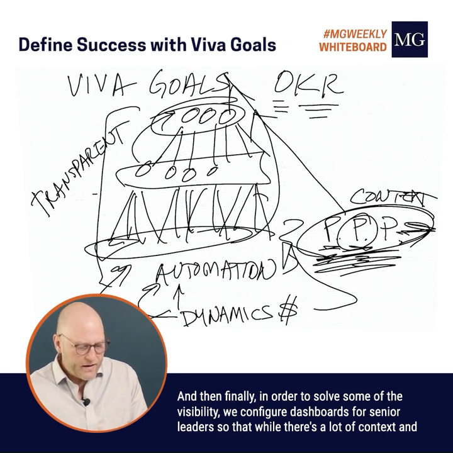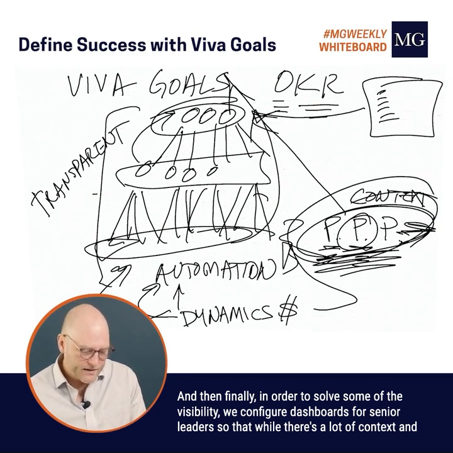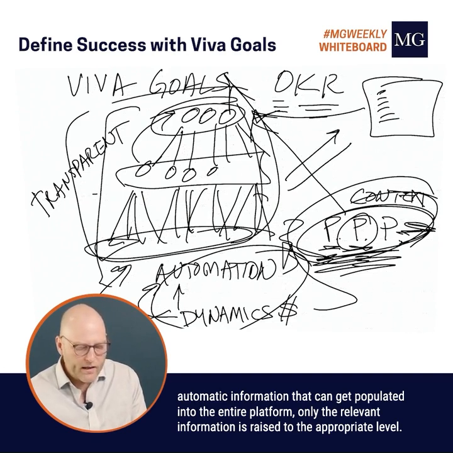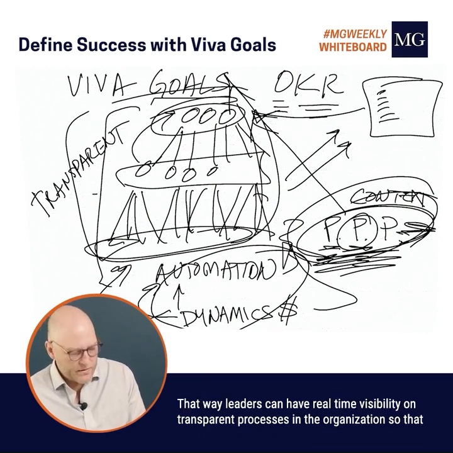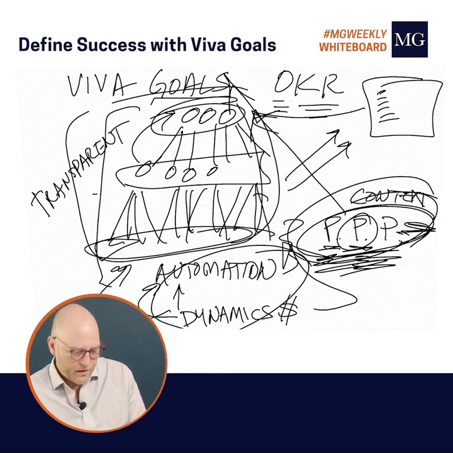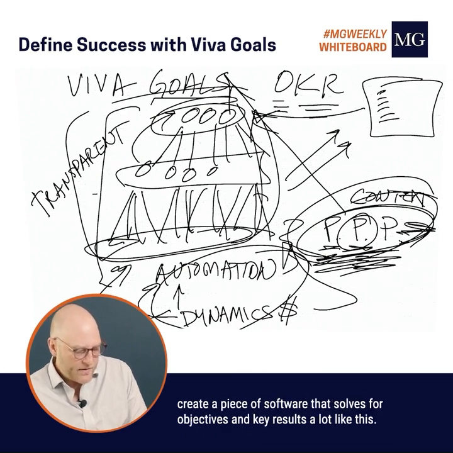And then finally, in order to solve some of the visibility, we configure dashboards for senior leaders so that while there's a lot of context and automatic information that can get populated into the entire platform, only the relevant information is raised to the appropriate level. That way leaders can have real-time visibility on transparent processes in the organization so that they can help solve the things that are going to keep the organization running and being successful. So if I was going to build a solution to solve for the slideware that we've all found ourselves overwhelmed with, I would create a piece of software that solves for objectives and key results a lot like this.